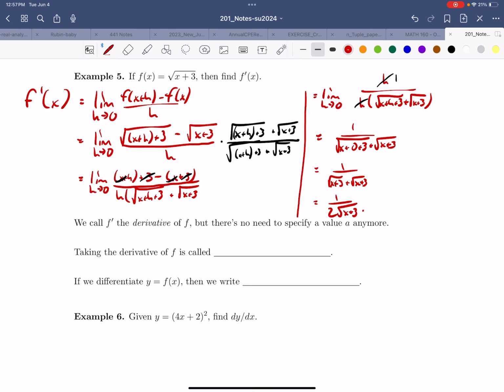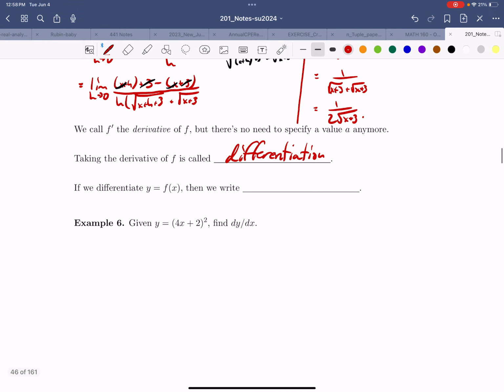So a couple of notes here. Taking the derivative of f, we can talk about just the derivative of f, right? Just the derivative function. We call that function f prime. Taking the derivative of f is called differentiation.